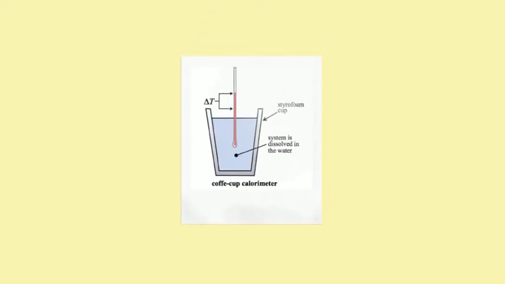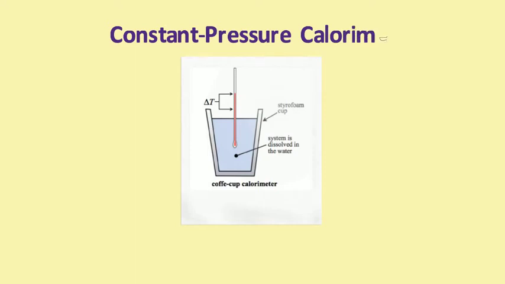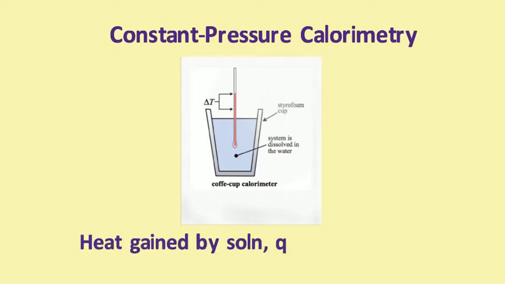So how do we take these measurements in the lab? Well, this is a coffee cup calorimeter. This is considered to be constant pressure calorimetry because it's open to the atmosphere. It's open to the air pressure. So you dissolve something in water, and the heat gained by the water, by the solution, is considered negative Q of the reaction. So Q of the solution is negative Q reaction.